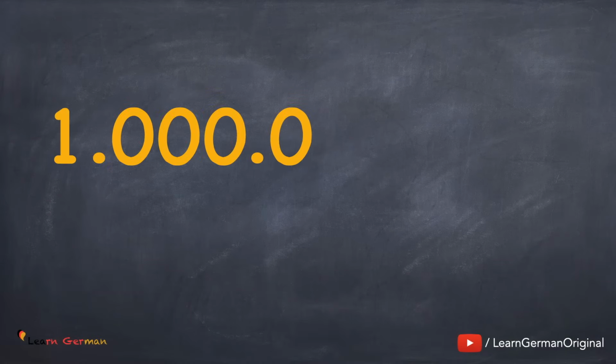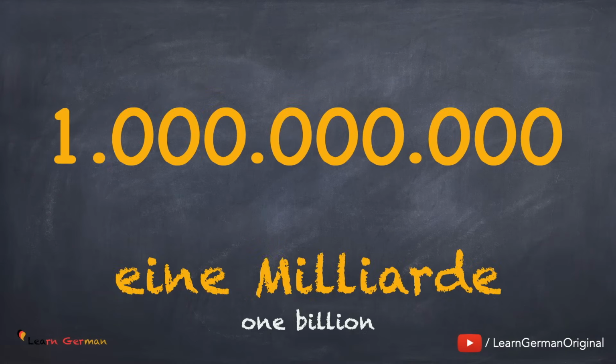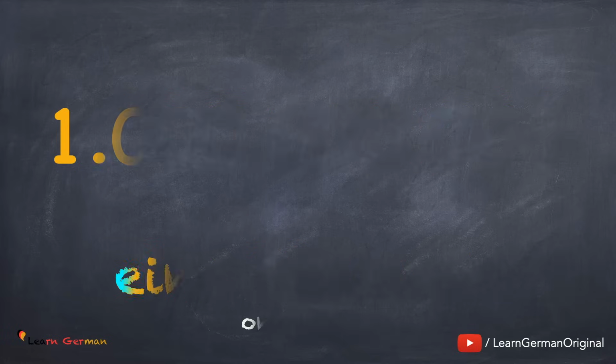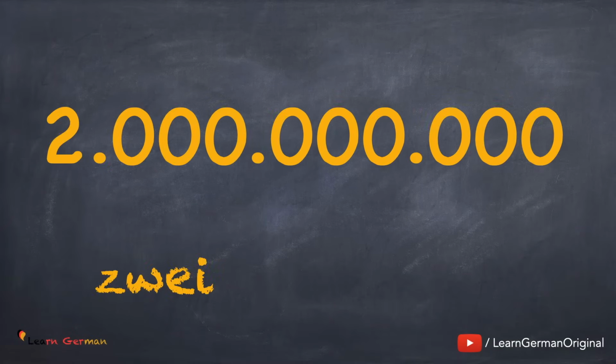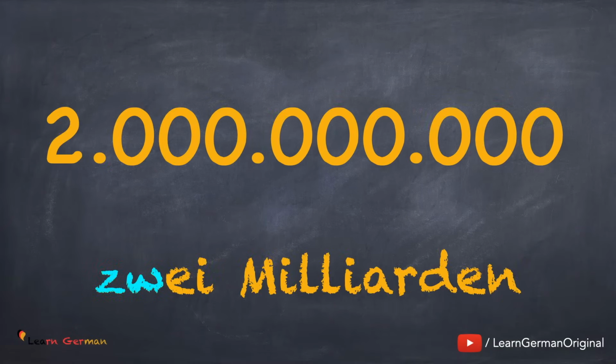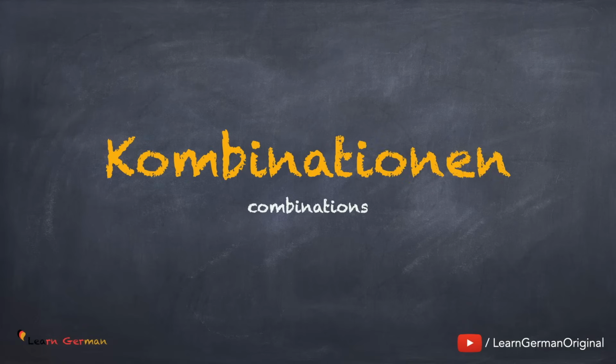Moving on. 1 Milliarde. Noch einmal 1 Milliarde. 2 Milliarden. Noch einmal 2 Milliarden. So when it's more than 1 Milliarde, you add an N at the end to make it Milliarden. Now let's do some random numbers.